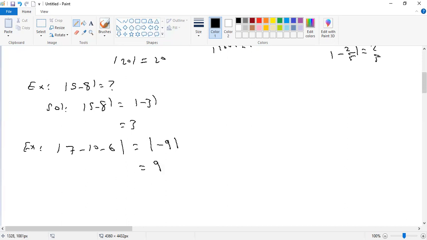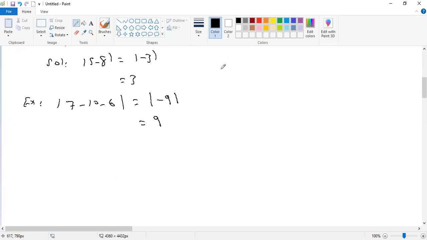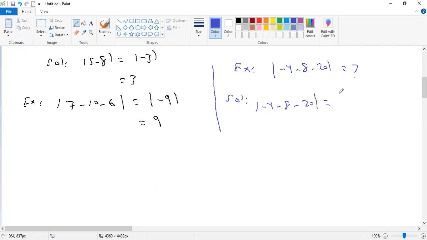Another example. If you are asked to find the absolute value of -4 minus 8 minus 20, the solution is: we have -4 minus 8 equals -12, minus 20 equals -32. So the absolute value of -32 is 32.